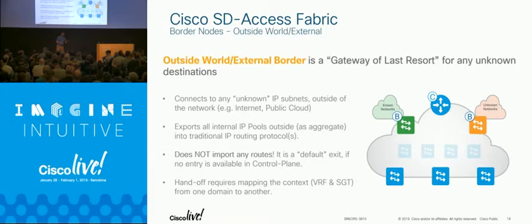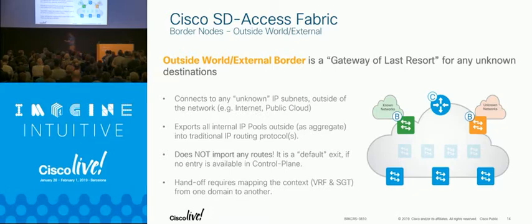If you want to connect to unknown networks, like internet, cloud, whose routes you do not know in the campus, all you know is maybe a default route, that's when you use the outside border or the external world border. Right? So internal is for known routes, external is for unknown routes.